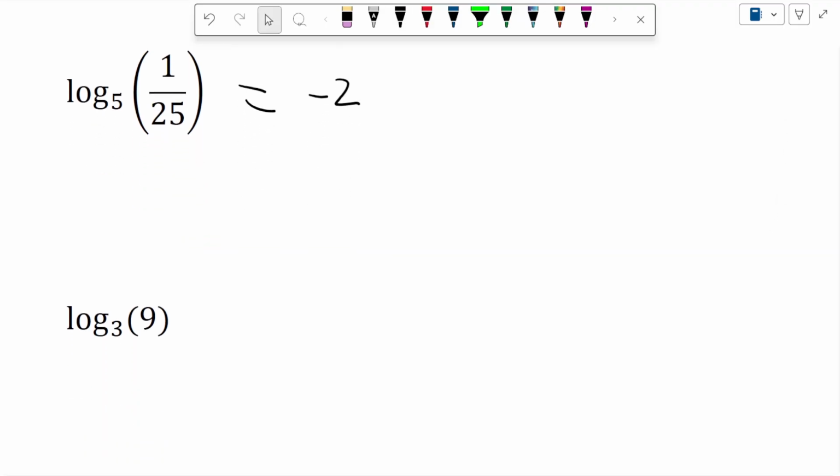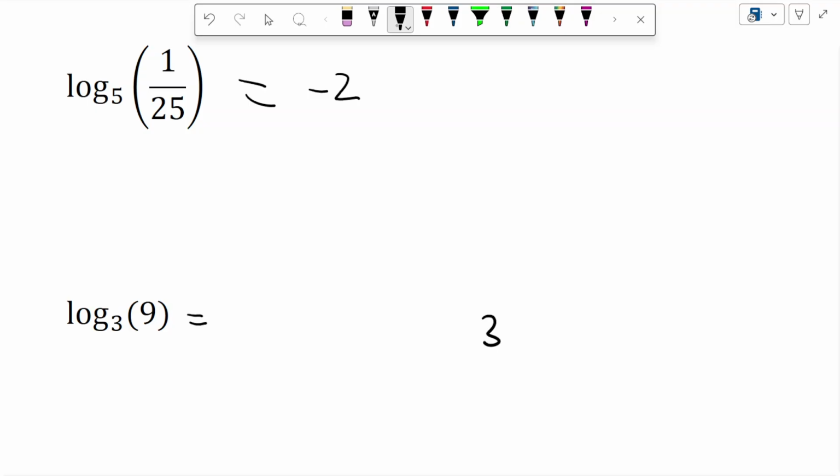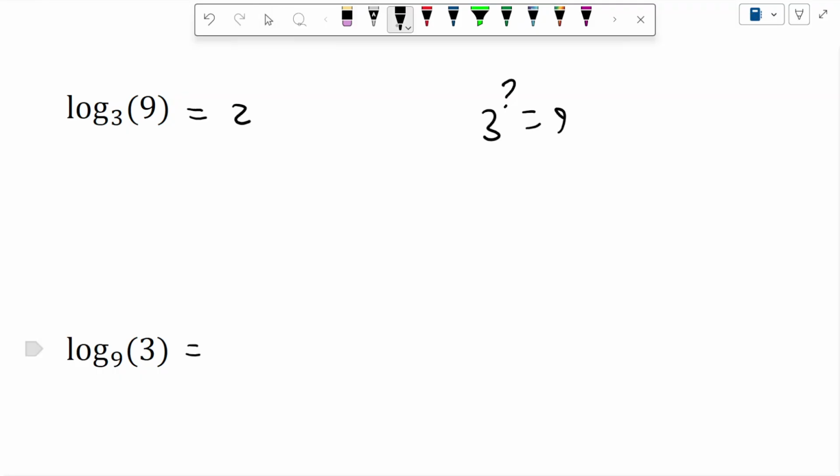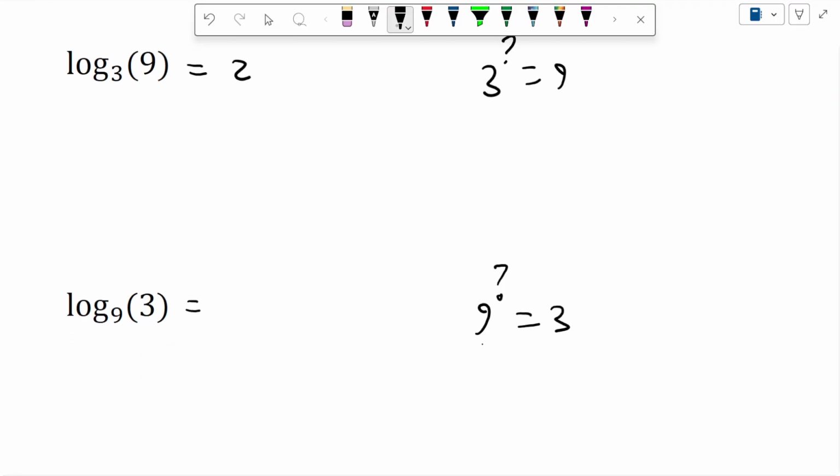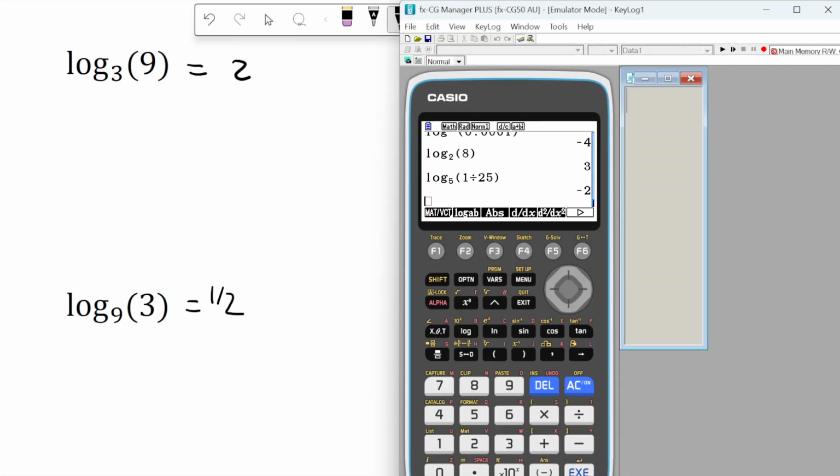Log base 3 of 9 would be 3 to the power of what equals 9? The answer there is 2. And log base 9 of 3 would be 9 to the power of what gives you 3. What we'd really want here is root 9 gives you 3, and so that would need to be a half. And we can just quickly double check that. If we go log base 9 of 3, we should get a half.